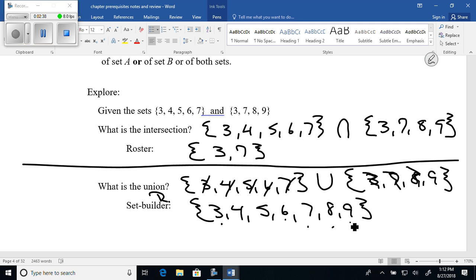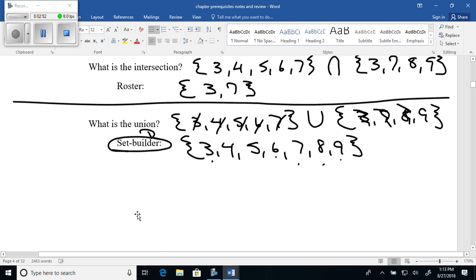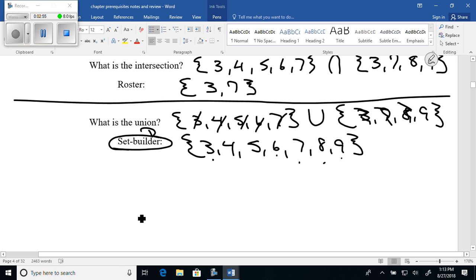Now we've got union, but now I said set builder. What's that? This is roster. I asked for set builder notation. You remember that looks really weird. X is a natural number less than 6. Described but not listed. Correct. So how do we start?